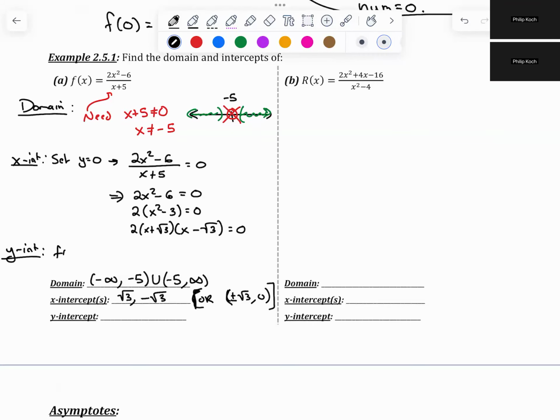You're going to find f of 0, which would just be (0 minus 6) over (0 plus 5), which is -6/5. So -6/5, or 0 comma -6/5, however you want to do it.